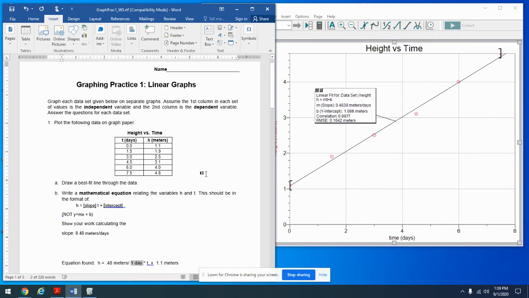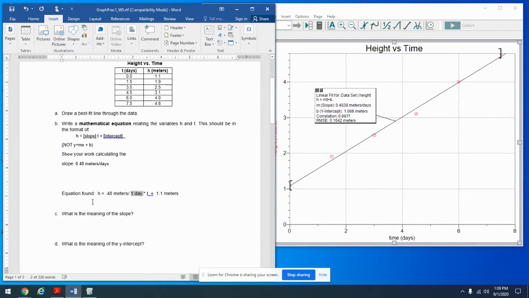I guess we don't know. It doesn't say the height of something, whatever this thing is. So for every 1 day that goes by, the height increases by 0.48 meters. And that is exactly what I'm going to say. I don't know why it's making that little small cursor there.